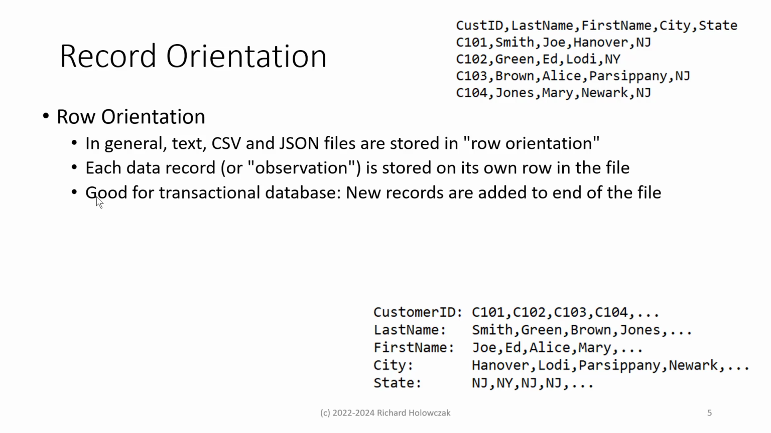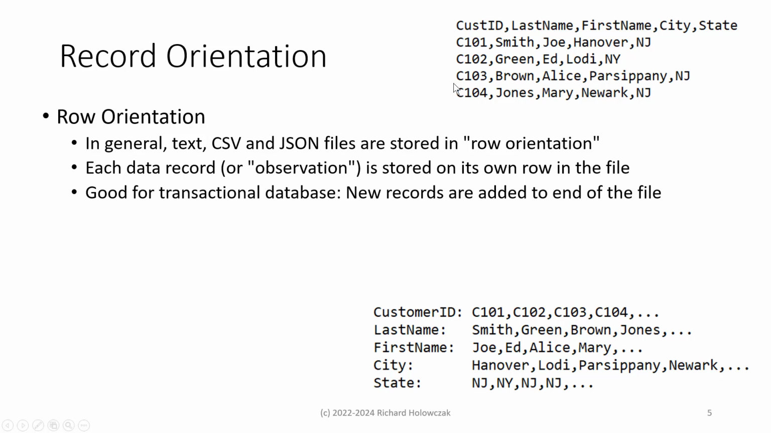And the typical way data is oriented in most text files is in row orientation. That is, each record of the data is stored on its own row. So if we look at this example in the upper right corner, we see customer 101 is Joe Smith in Hanover, New Jersey, and that is one complete data record. Then we go on to the next row. Customer 102, Ed Green in Lodi, New York, and so on. So each record of data is on its own row.